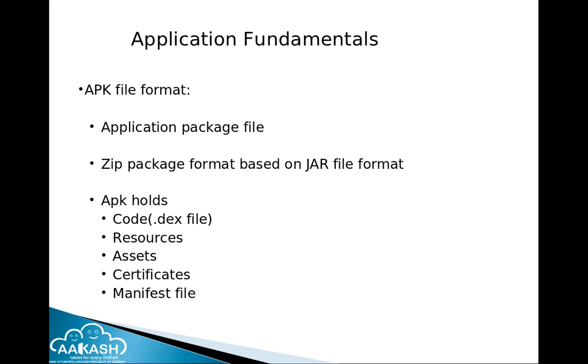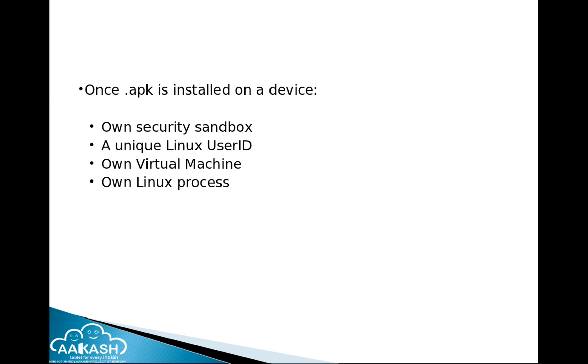Basically the APK holds your code, which is .dx, and your resources. What are the resources? Resources can be anything other than the code: your images, your audio, video, anything. Then the assets, which are also similar resource stuff. Then the certificates and the manifest file. The manifest file basically holds the system properties and a lot of permissions. For example, if your application needs to access the internet, then you need to put that permission in the manifest file. You can say it's a controller file or the system properties file.